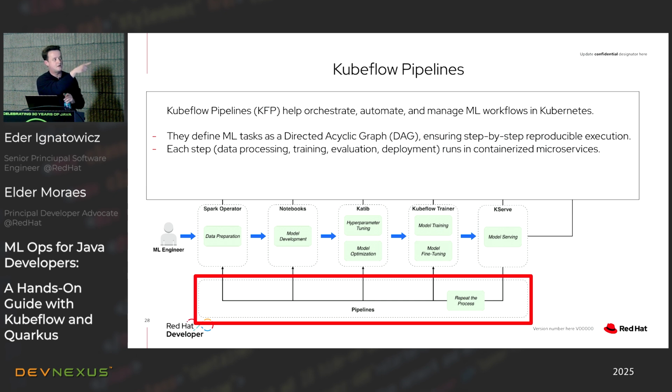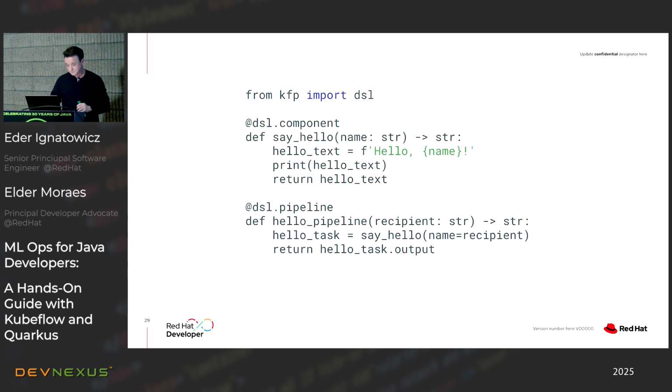So you have a pipeline able to re-execute this as you wish. So if there is new data coming, you run the pipeline, you do all the steps to train the model, to deploy the model, and serve the model. And you can do this repeatedly.